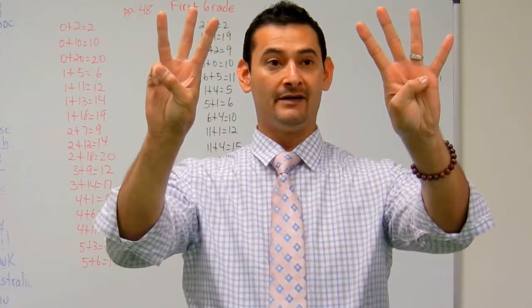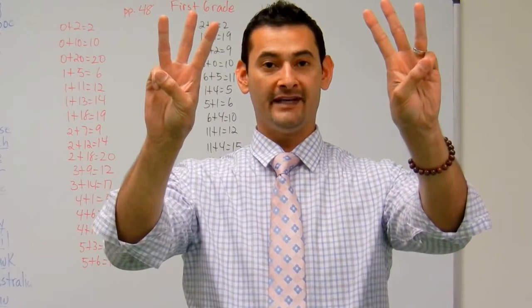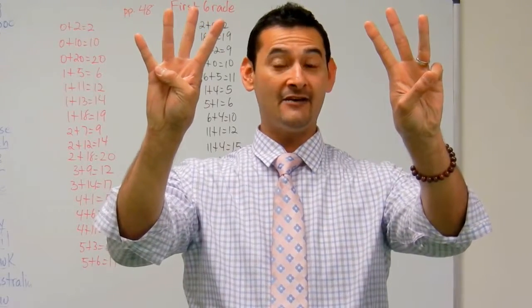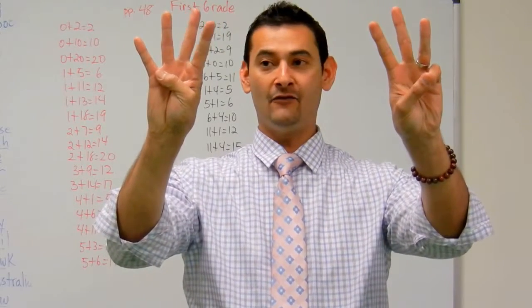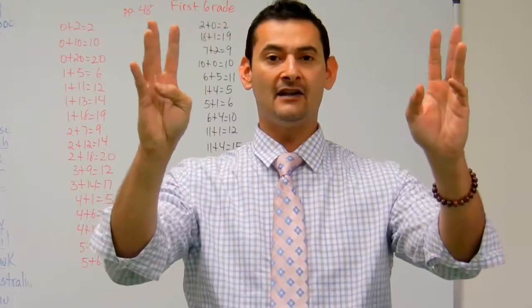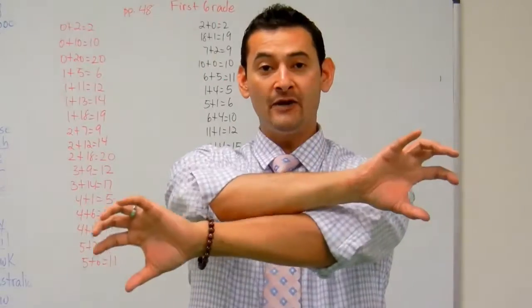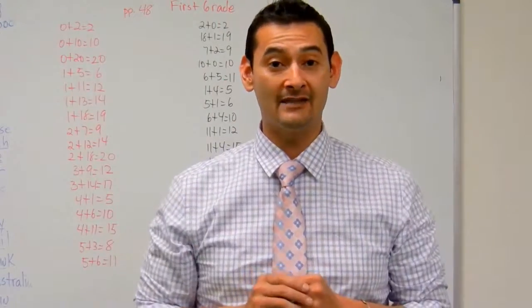Now let's switch them. I'm going to switch the 3 over here, and I'm going to switch the 4 over here. Okay? What's 4 plus 3 again, or 3 plus 4? 1, 2, 3, 4, 5, 6, 7. That's all it means. It means that if we have 2 numbers, we can switch them around, and we're going to have the same answer.